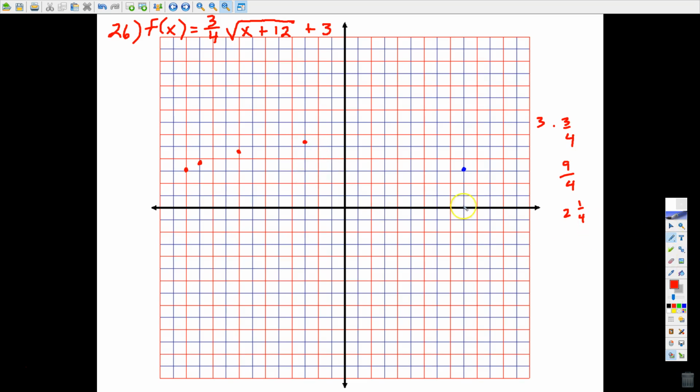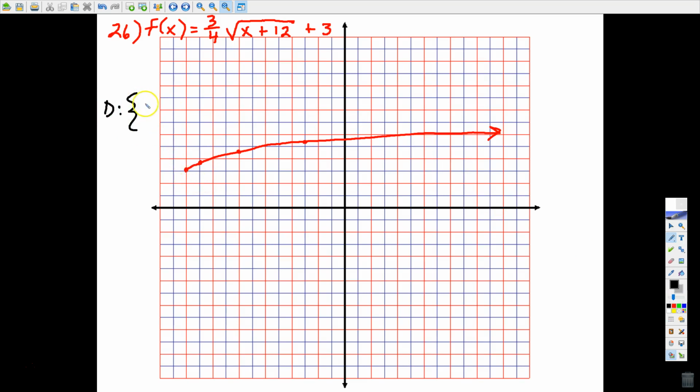And those red dots represent the graph of this function. Let me erase all this. We'll connect the dots. And now let's do domain and range, and we will be completed with this.